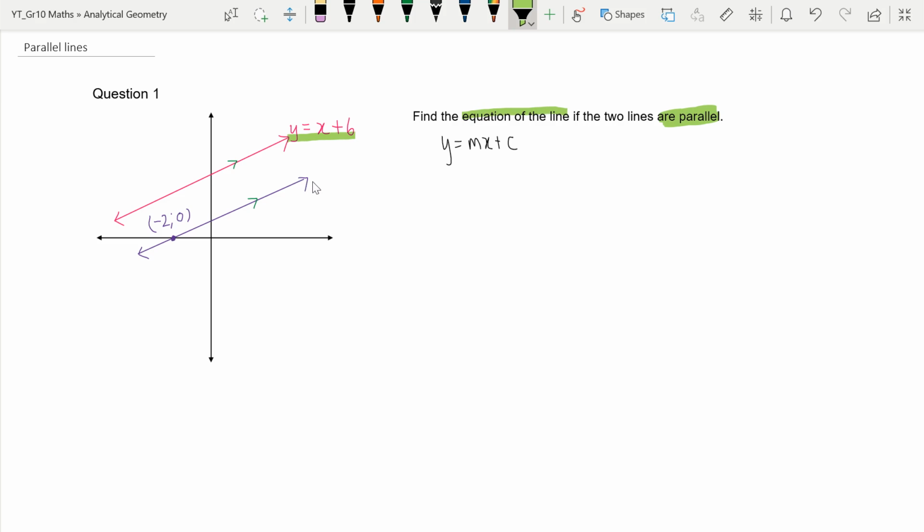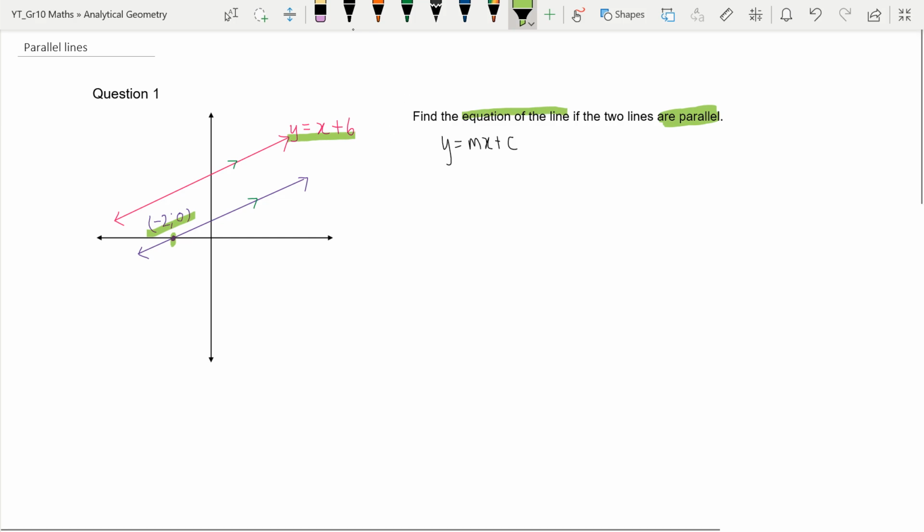So let's just quickly investigate and see what's going on. What do we know about the purple line? Well, we know that there's one coordinate there. They gave us 1 point on that straight line. That's not enough information. When you've got 1 point on a straight line, that is not enough information to get the equation of that line. So we're going to have to use some information from the pink line.